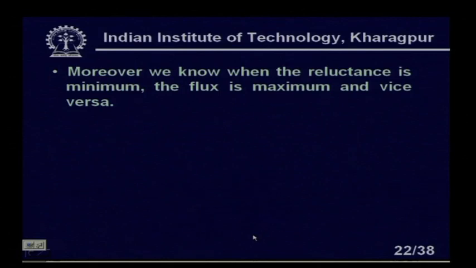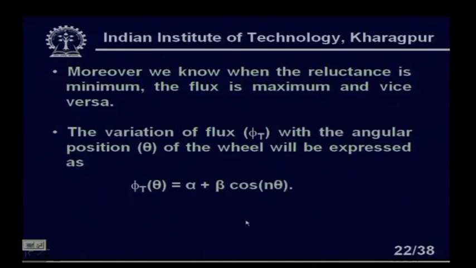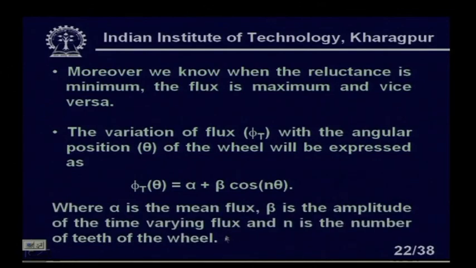Moreover, we know that when the reluctance is minimum, the flux is maximum and vice versa, as I have already explained to you. The variation of the flux phi T with the angular position theta of the wheel, since it is a sinusoidal variation, we can express as phi T of theta equal to alpha plus beta cos n theta, where alpha is the mean flux and beta is the amplitude of the time varying flux and n is the number of teeth of the wheel.